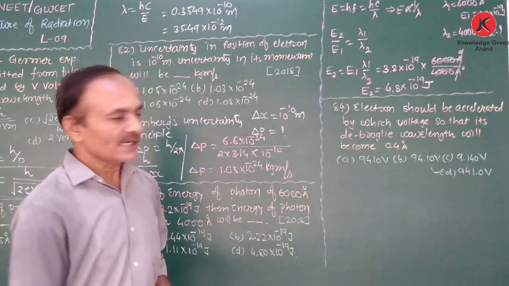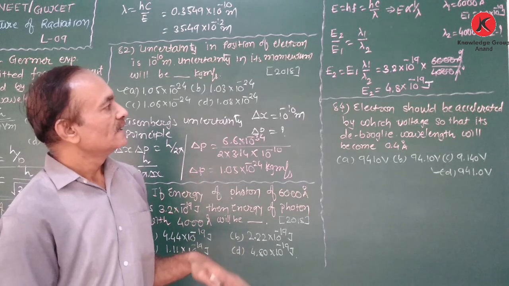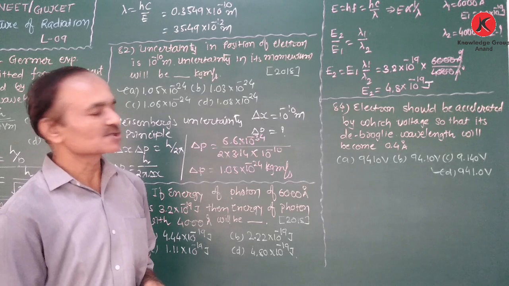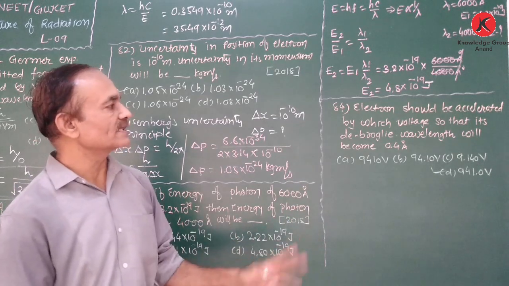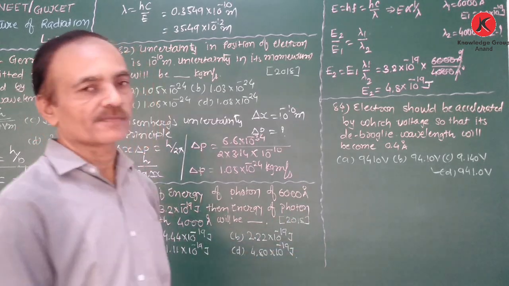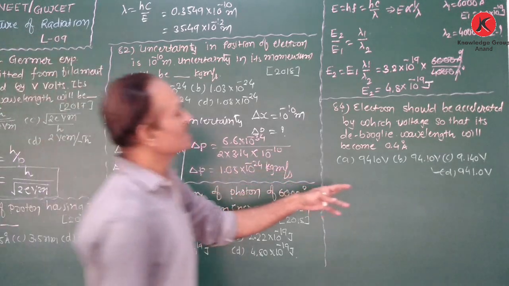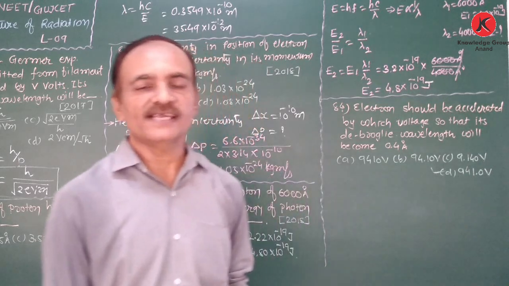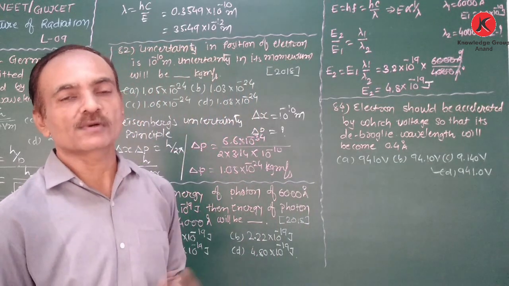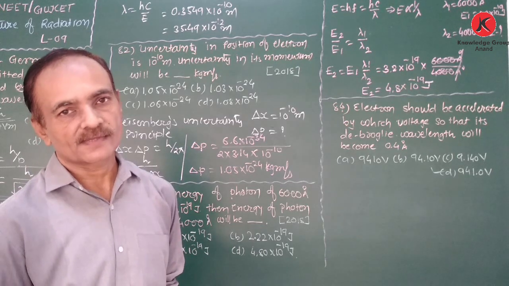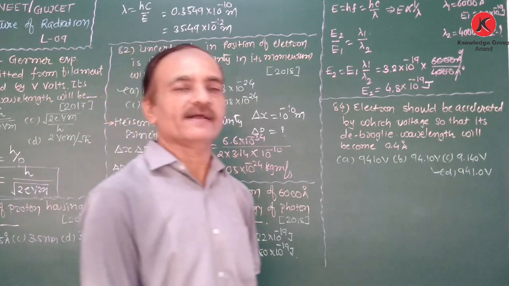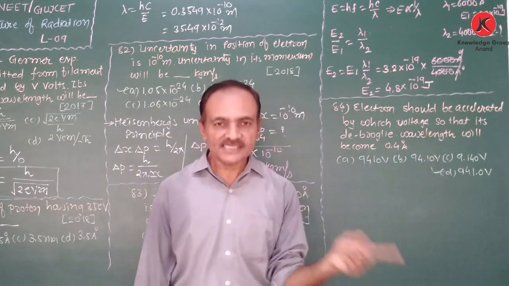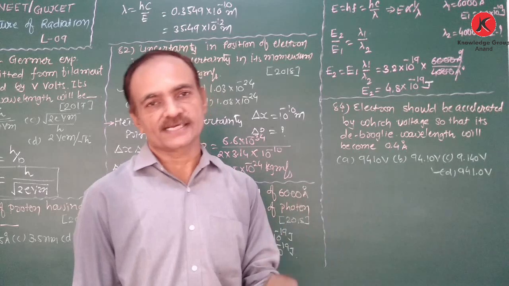Now the next numerical, that is the extra numerical. Electrons should be accelerated by which voltage so that its de Broglie wavelength becomes 0.4 angstrom. This is the same as the earlier one. We get the equation of the electron accelerated by the V voltage. What is the de Broglie wavelength? Here, de Broglie wavelength is given. We have to find out the voltage. By this voltage, the electrons are accelerated.